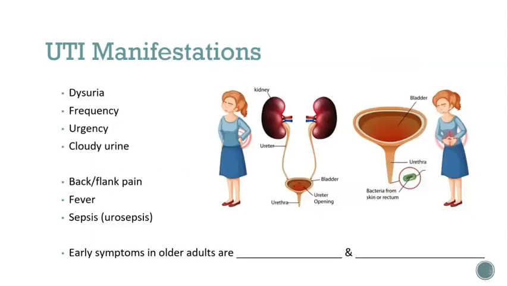Typical UTI manifestations include dysuria, which is painful urination, frequency, urgency, and cloudy urine. As those UTIs become a little bit more involved, we usually see back or flank pain, fever, and it can even turn into sepsis. And if your patient becomes septic from a UTI, we classify that as urosepsis. In older adults, the early symptoms that we typically see are generalized abdominal pain and altered mental status.